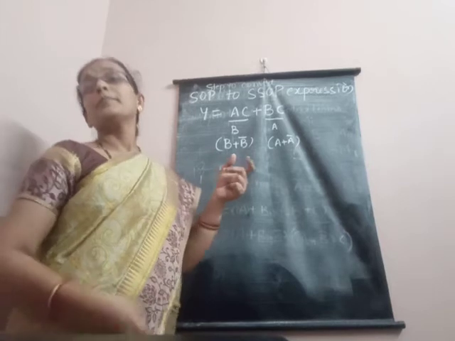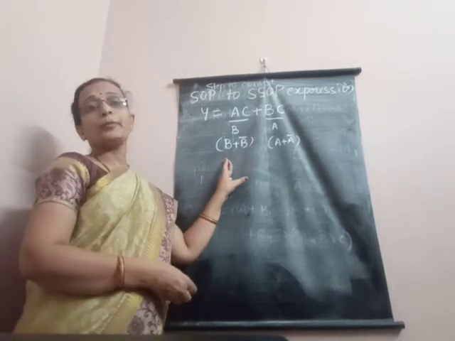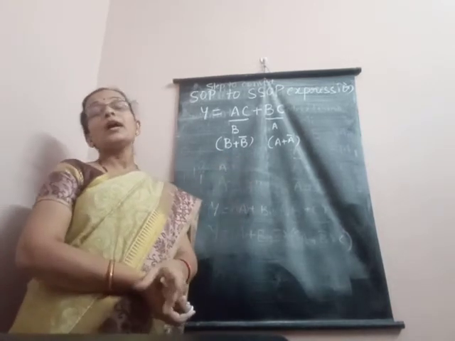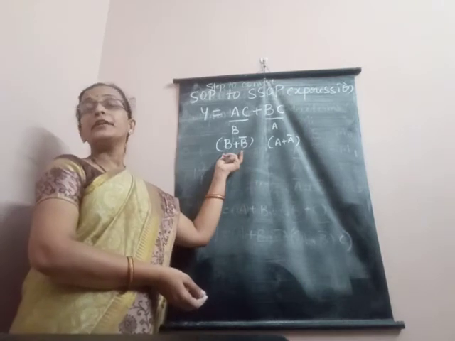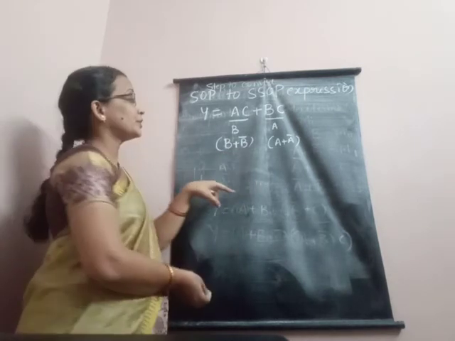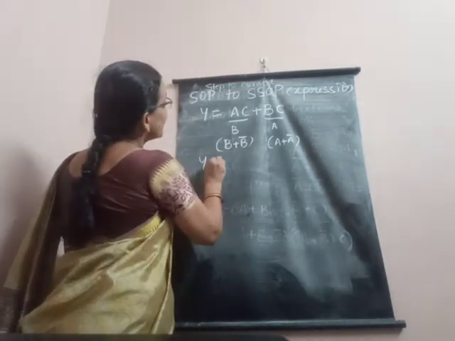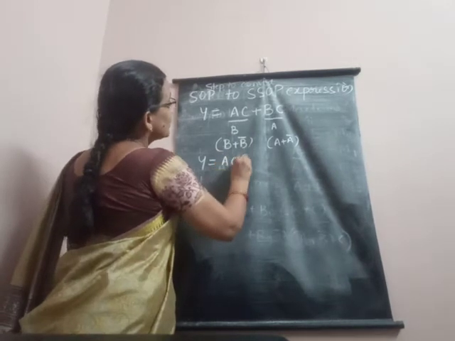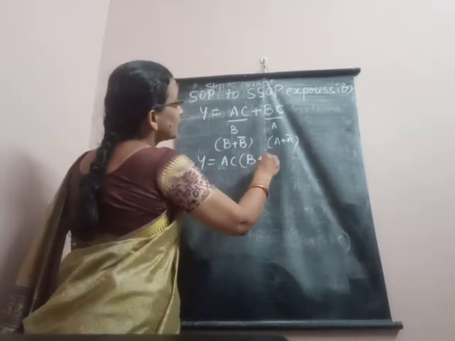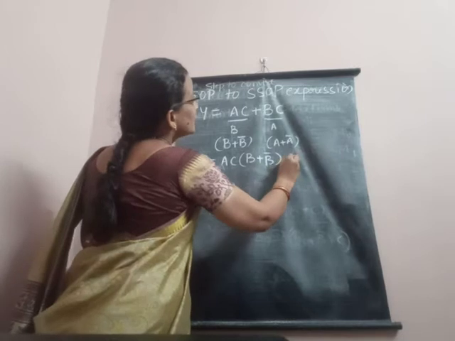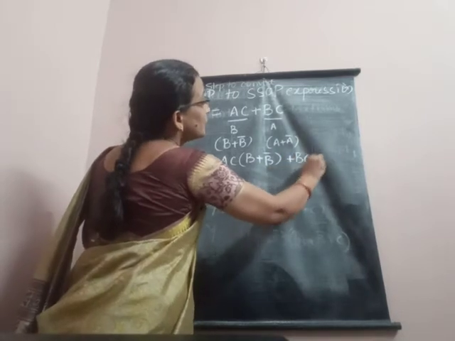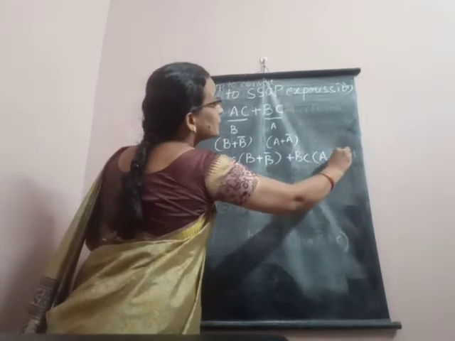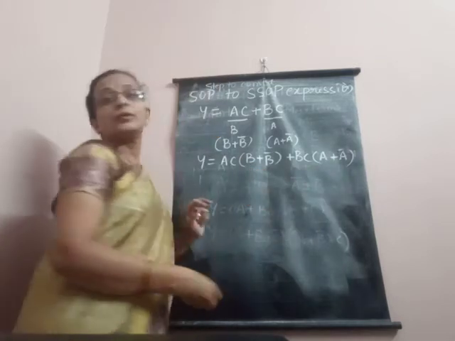Or the missing variable and its complement. Next step is to AND the terms obtained in step 2 with the original term. So that means we have to write y is equal to AC into (B plus B bar) plus BC into (A plus A bar). Okay.